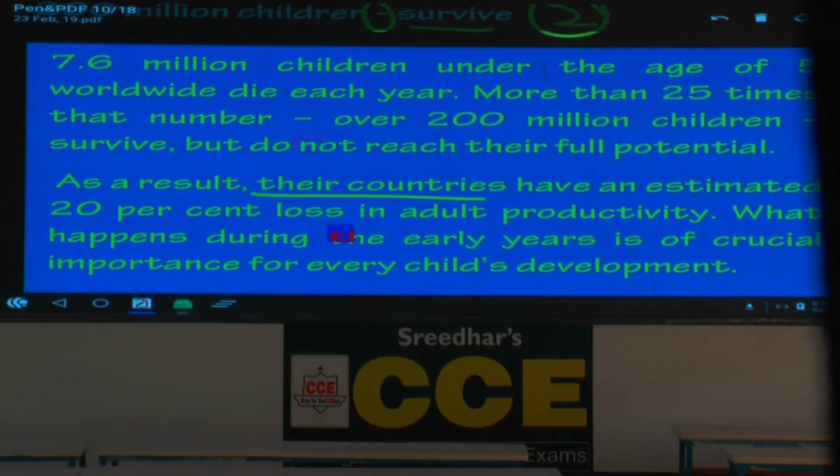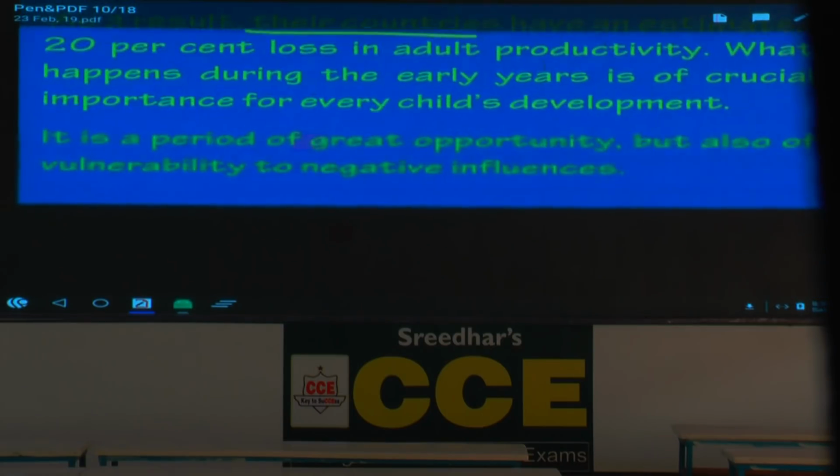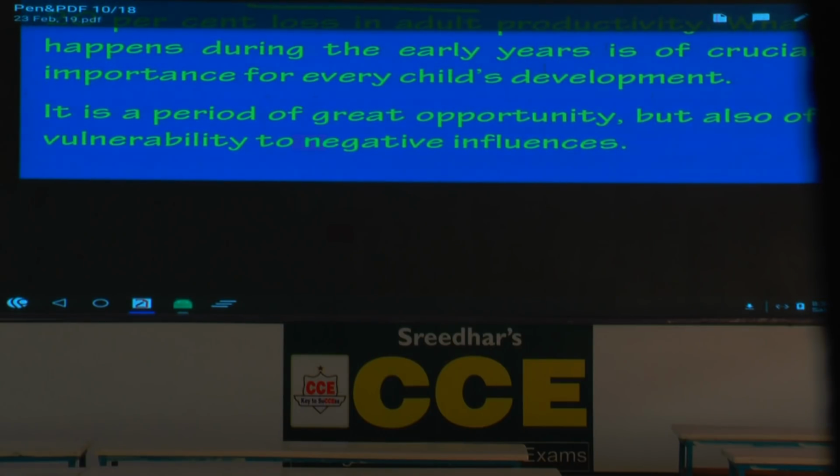As a result, do you see the continuity of thought? They don't reach their full potential. As a result, their countries have an estimated 20% loss in adult productivity. This seems acceptable. The next sentence is what? What happens during the early years is of crucial importance for every child's development. And what is the last sentence? It is a period of great opportunity, but also of vulnerability to negative influences.